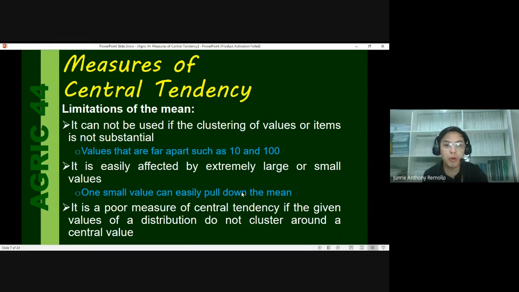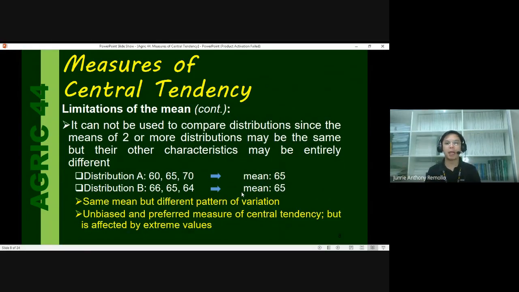And then it is a poor measure of central tendency if the given values of a distribution do not cluster around the central value, because we are much more focused on the important set of data which is usually located at or near the central value. And it cannot be used to compare distributions, since the means of two or more distributions may be the same, but their characteristics may be entirely different.